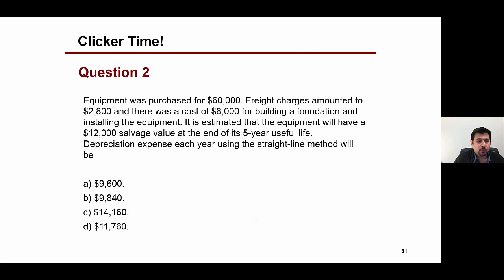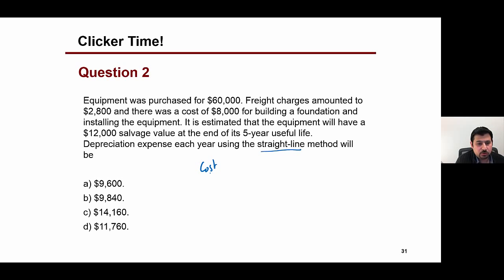So let's look at this example here. Equipment was purchased for 60,000. Freight charges amounted to 2,800, and there was a cost of 8,000 for building a foundation and installing the equipment. It is estimated that the equipment will have a $12,000 salvage value at the end of its 5-year useful life. The depreciation expense each year using the straight line method will be. So they are using straight line method. The cost, we need to calculate the cost.